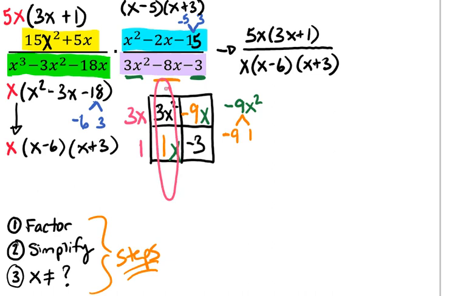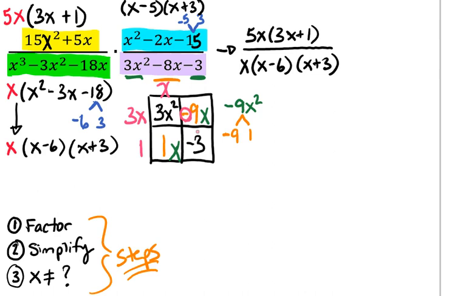Well, what about this first column? It looks like they only have an x in common. So we're going to go ahead and write down x. And the second column, well, they both have a 3 in common, and they both actually have a negative. So when that happens, we pull out the negative.